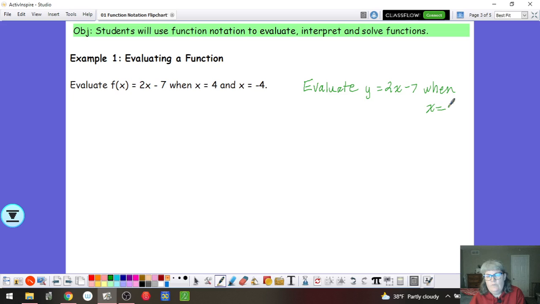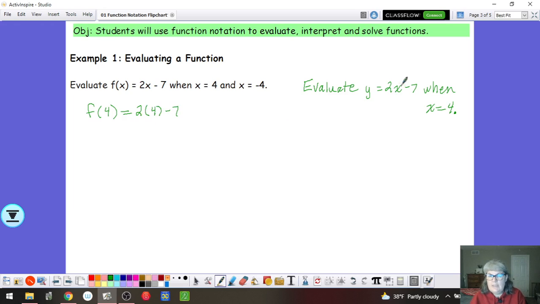x equals 4. Now when you have things in terms of x and y, and you know that x is 4, many of you would tell me, well, you're going to plug 4 in for x and solve for y. That's the exact same thing I'm going to do with my function notation. I'm going to replace the x with 4, even in my notation. So my function f, when x is 4, will equal 2 times 4 subtract 7.